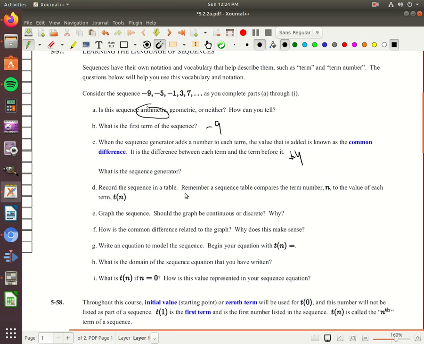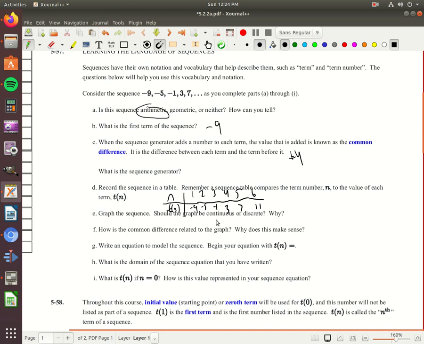Record the sequence in a table. Remember, a sequence table compares the term n and t of n. So we'll say we have n and t of n. So it would be something like this: -9, -5, -1, 3, 7. So 6 would be 11, and so on.